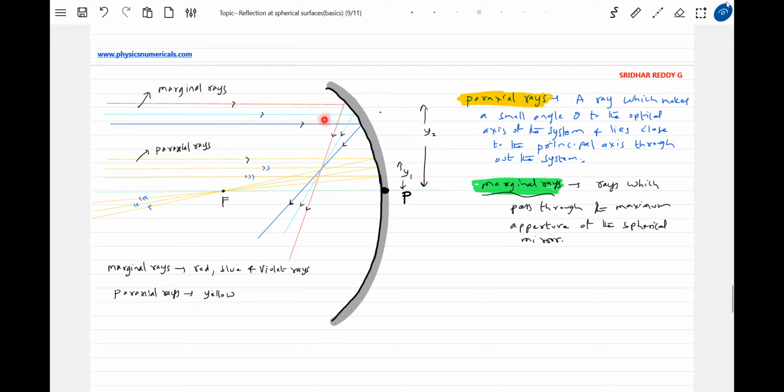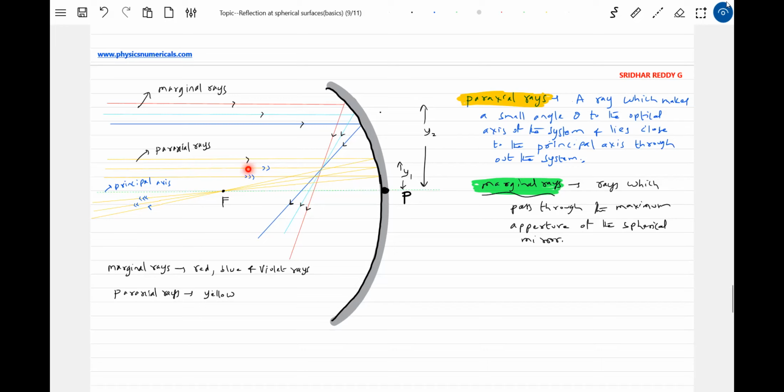Now geometrically, I'm showing what we mean by marginal rays. Both paraxial and marginal rays need not be parallel to the principal axis. Where is the principal axis? There's the principal axis. This green color line is called the principal axis, or it is also called the optical axis. Now look at the angle of incidence of the different rays: it will be different and not very small, and they will intersect the principal axis at various points. So we don't have anything called a focus, and they're not very close to the pole. These are marginal rays.